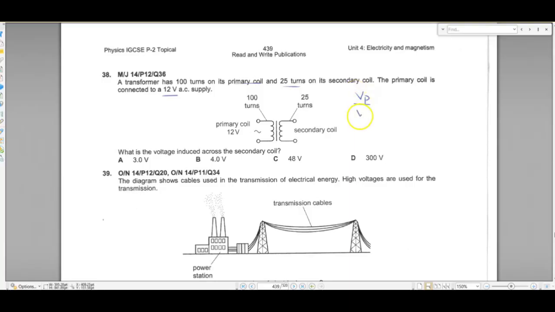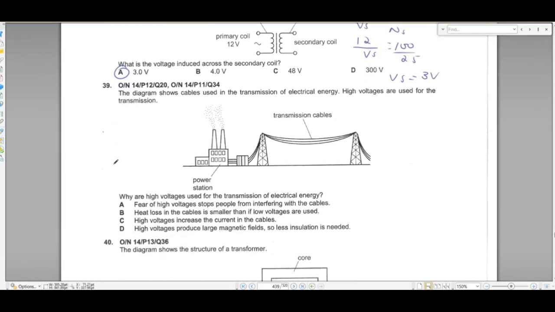We use the formula again. I told you in the beginning that this is the formula that you need to know, and you are going to do all the questions correctly if you know this formula. Okay? And this is 100 turns and this is 25 turns. So VS is going to be 3 volts. So A is our correct option.